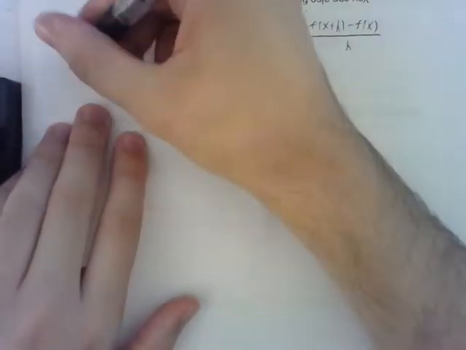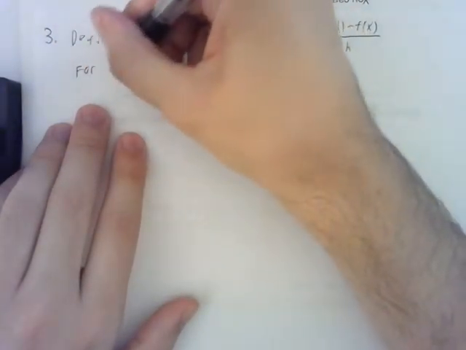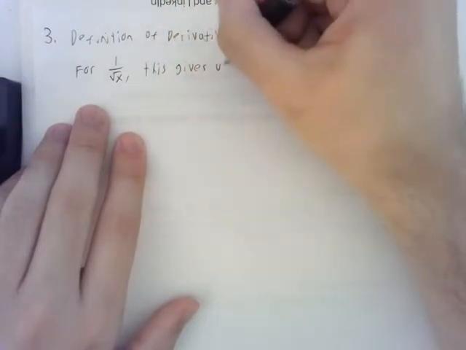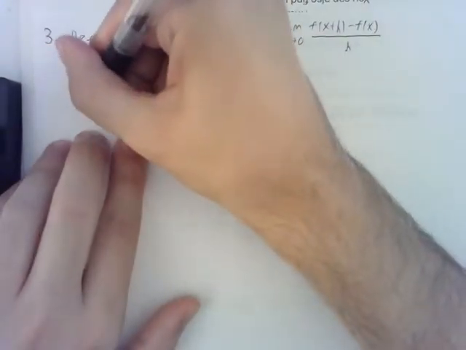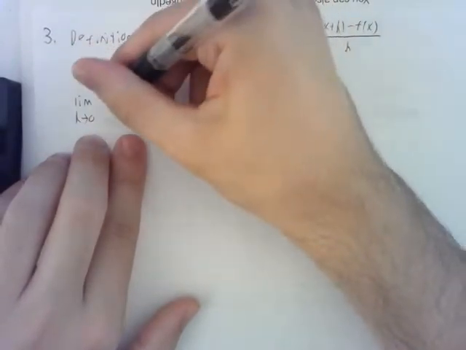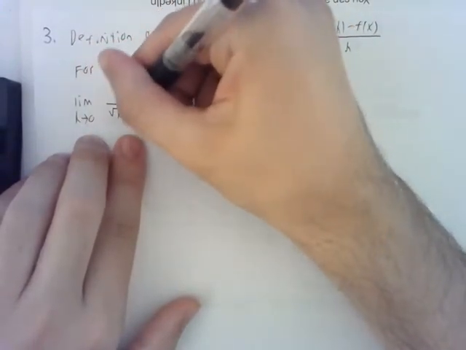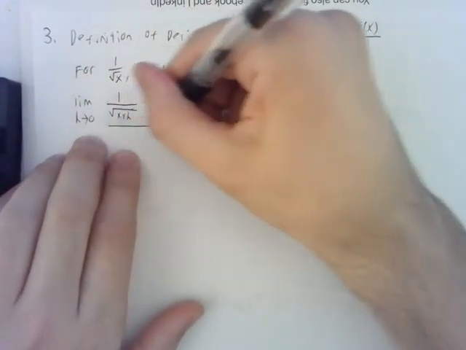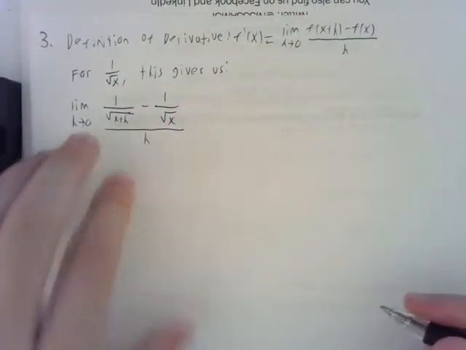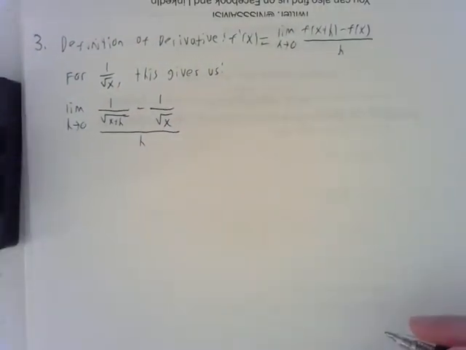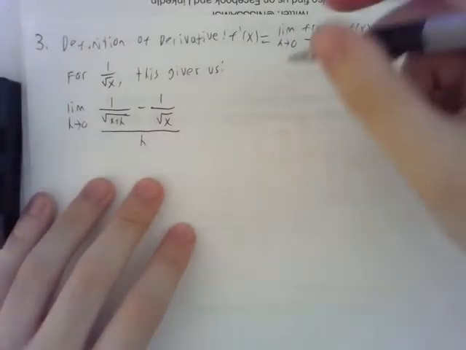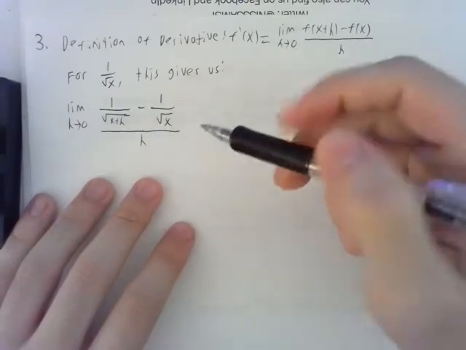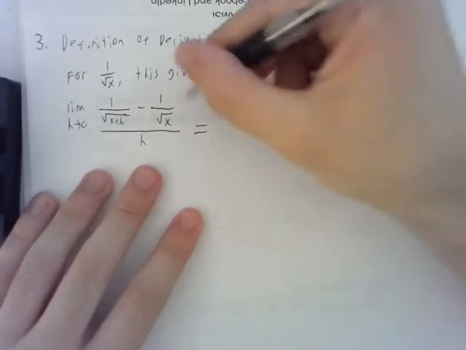So for the function 1 over the square root of x, this gives us the limit as h goes to 0 of 1 over square root of x plus h, minus 1 over square root of x, all divided by h. There are a few different ways to approach this problem. The way I think is easiest is to first try to combine these fractions in the numerator by finding a common denominator.